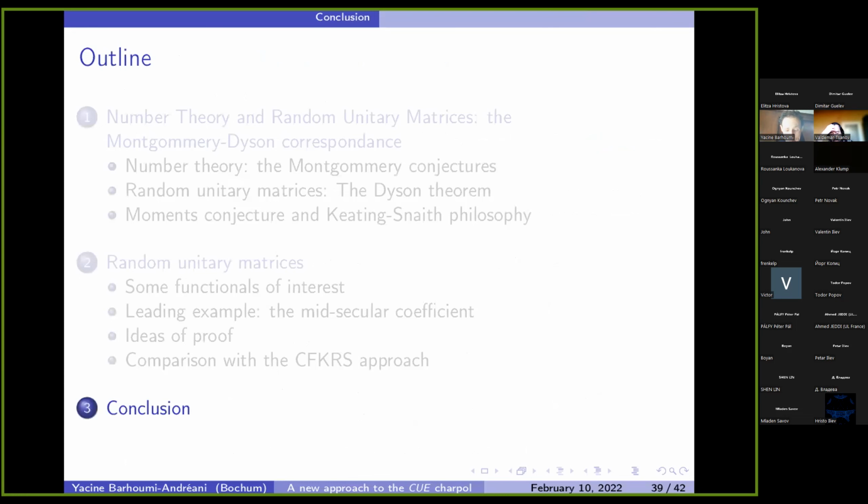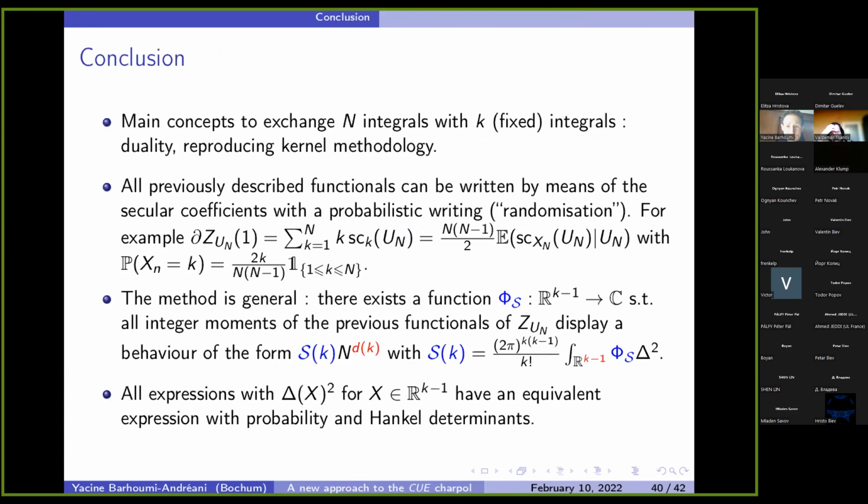Okay, so that's a conclusion. If you have to remember something from this talk, apart from the history and what we like to compute, it is the fact that the main technique consists in exchanging n integrals with k integrals. So this is duality, and you do that with the reproducing kernel methodology. Okay, there is an extra way to compute, which is probabilistic, by randomization. This I leave to the people who want to know about it. It is in the paper I mentioned on arXiv.